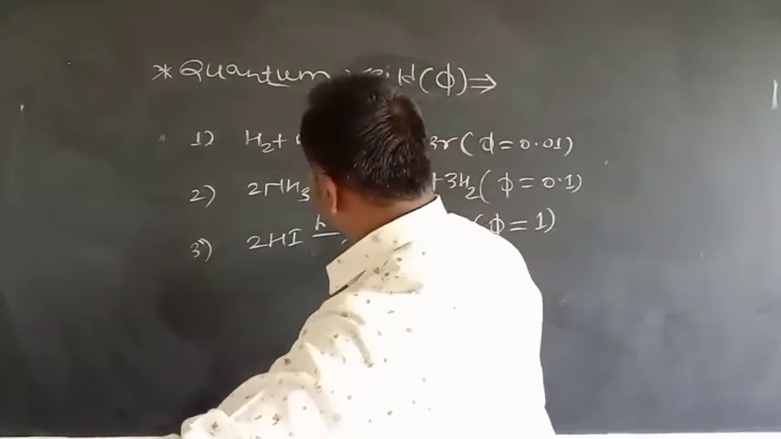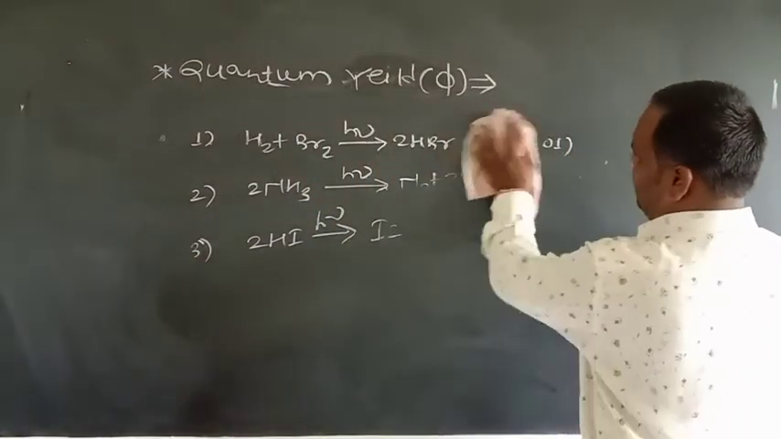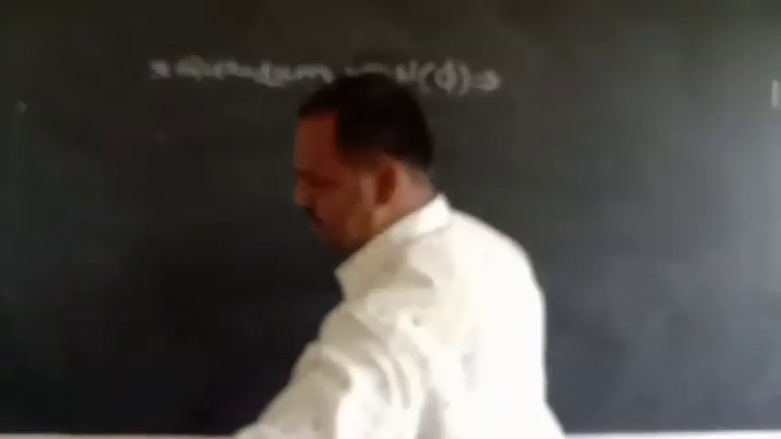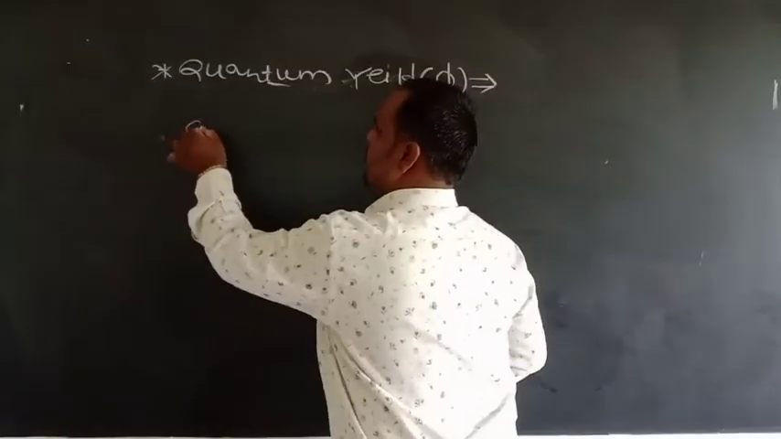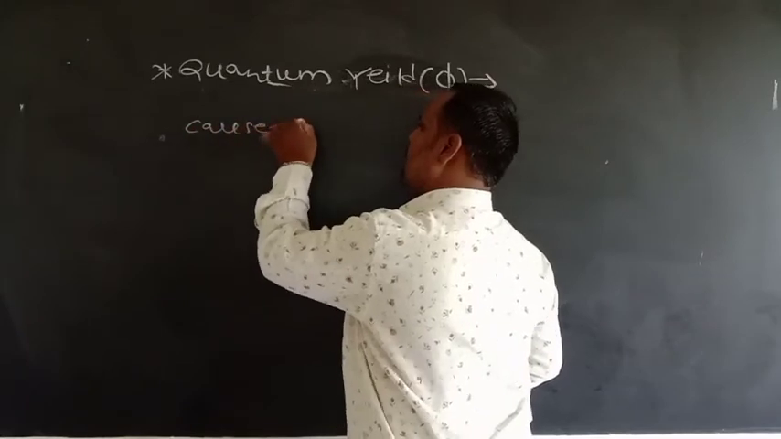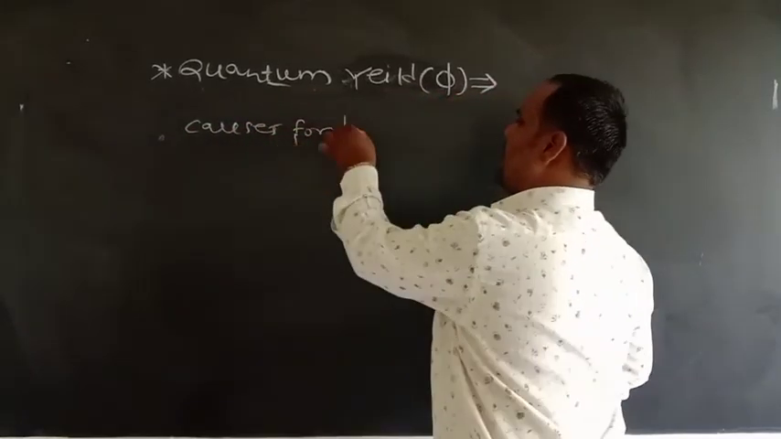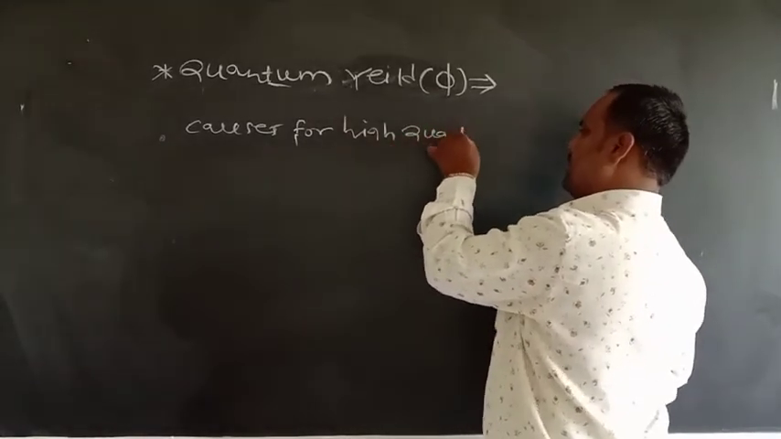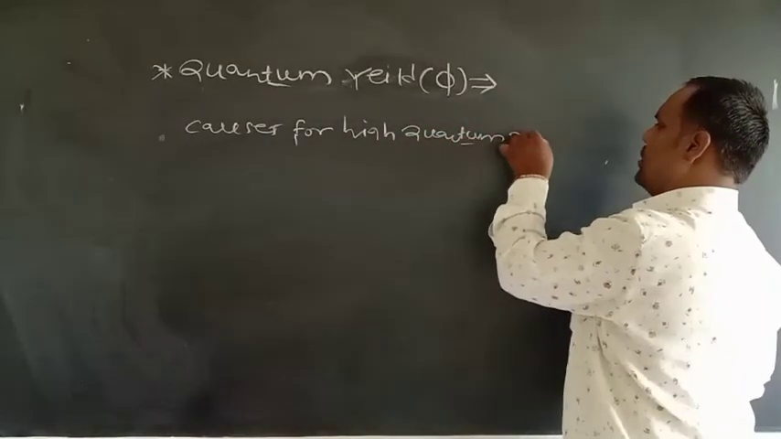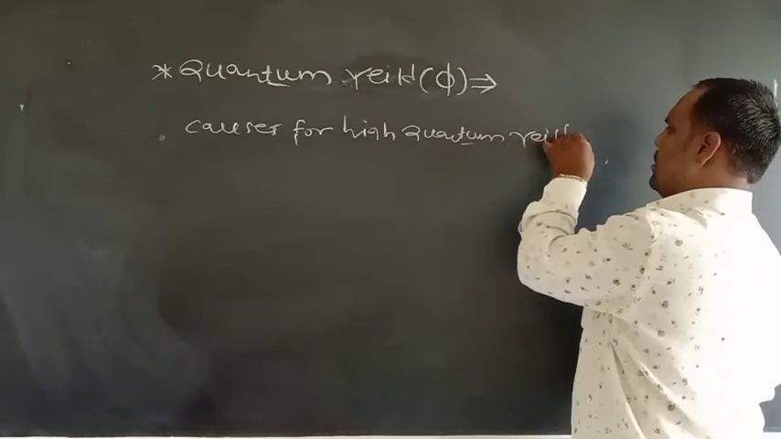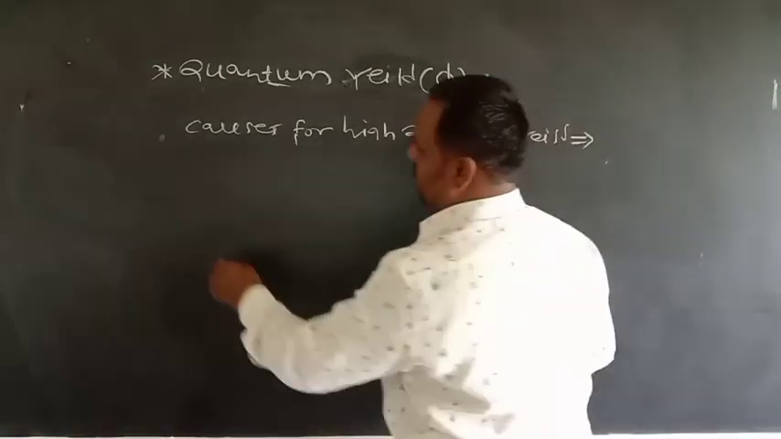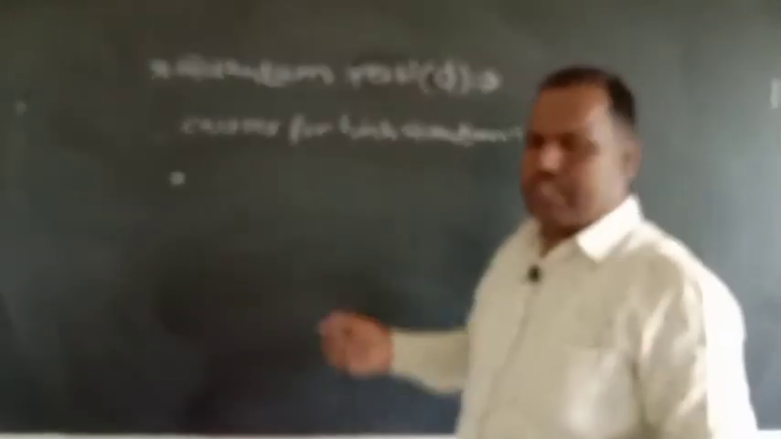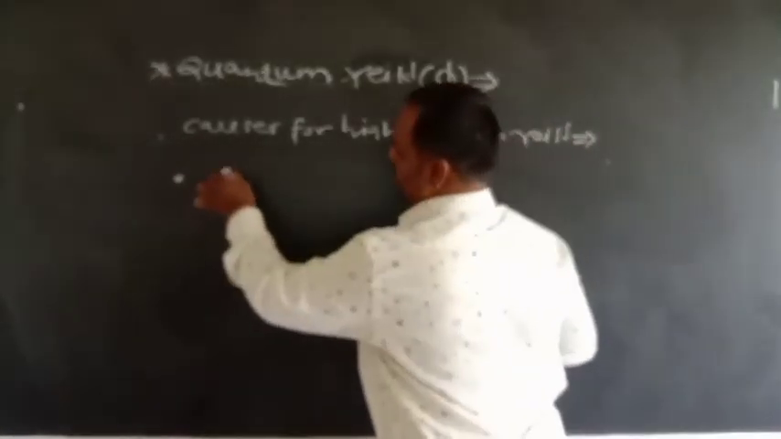So let us see the second point, that is causes for high quantum yield. The first point which is responsible for high quantum yield is the chain reaction.